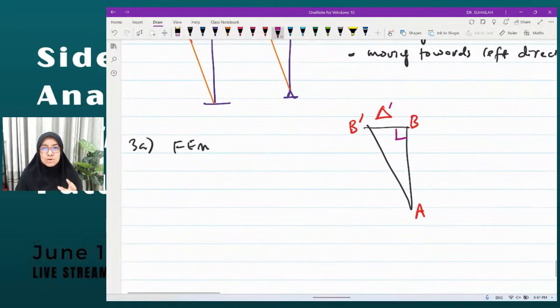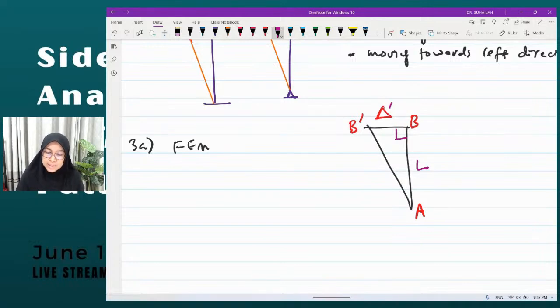Okay, so look at the behavior. It must be perpendicular. The delta is horizontal, which means that the member length is vertical. Between delta and L, it must be perpendicular. So the new position is AB prime.